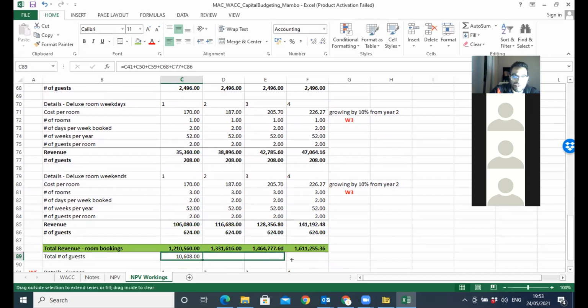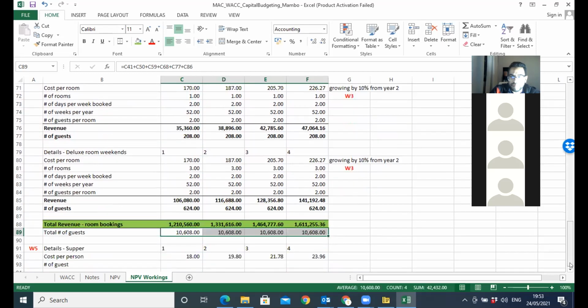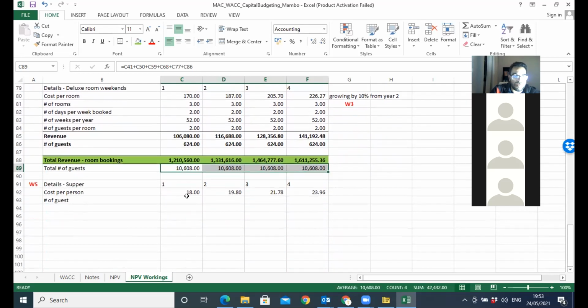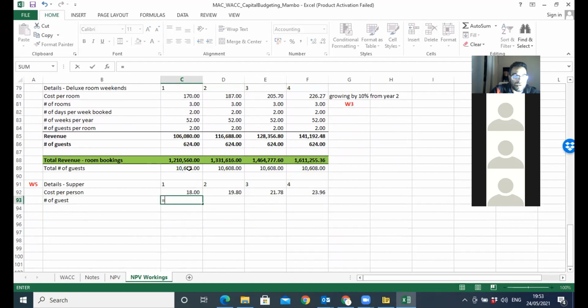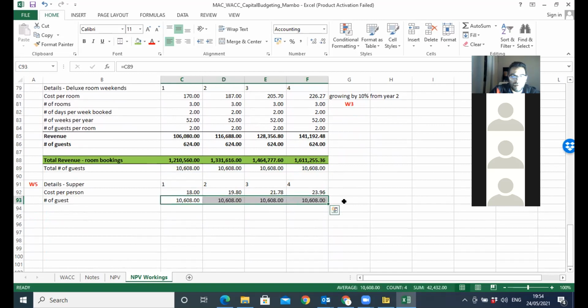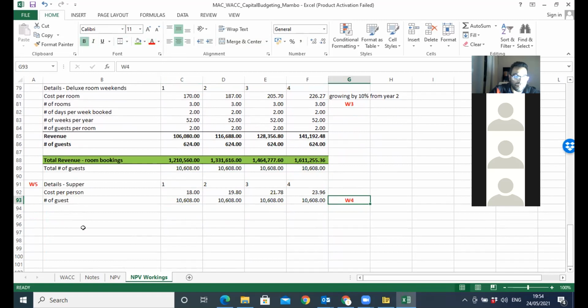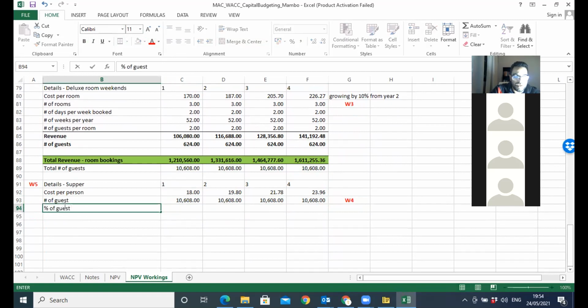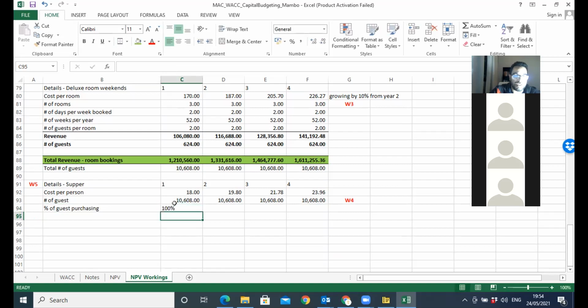So the number of guests is that for the year. So we can just take that. That's from working 4. Percentage of guests purchasing. Remember I said all guests will buy supper. So 100%.